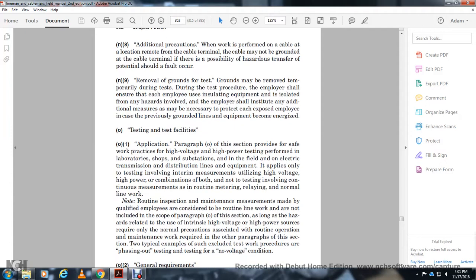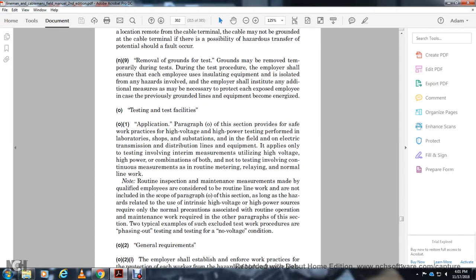Routine inspection and measurement made by a qualified employee is considered routine line work and is not included in the scope of this section, as long as the hazards related to the use of intrinsic high-voltage, high-power sources require only the normal precautions associated with routine operation. Maintenance work is addressed in another paragraph of this section. Two typical examples to exclude are work procedures such as phasing out and testing for no-voltage conditions.